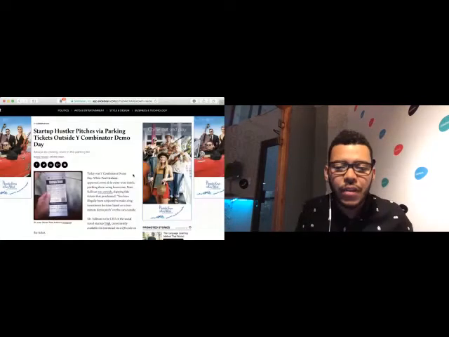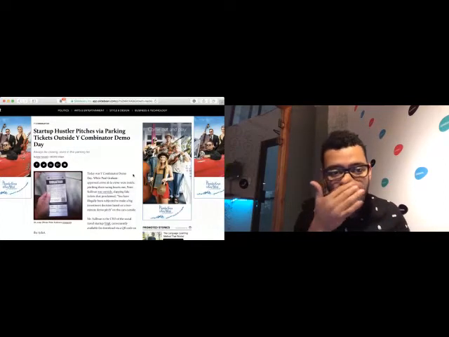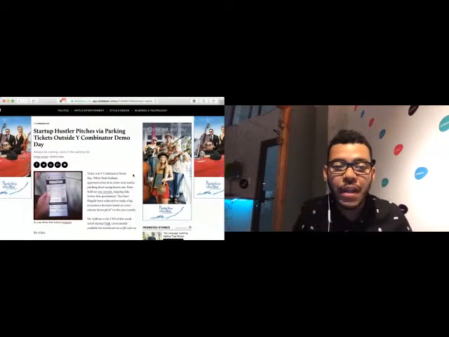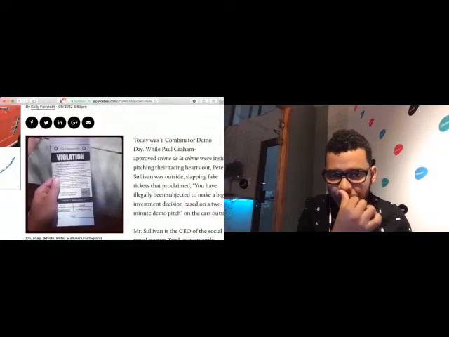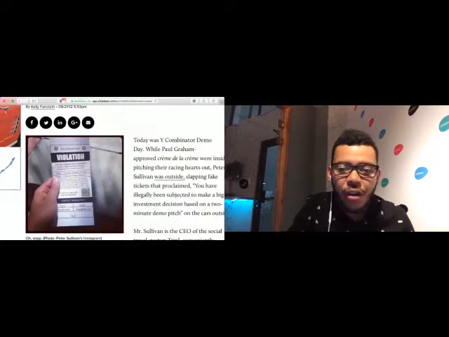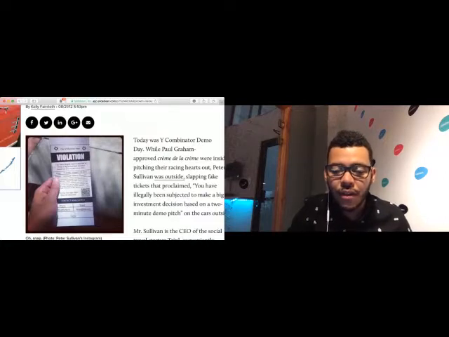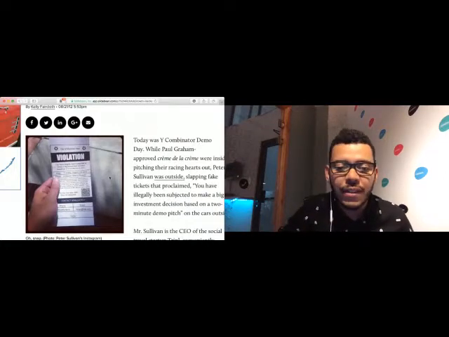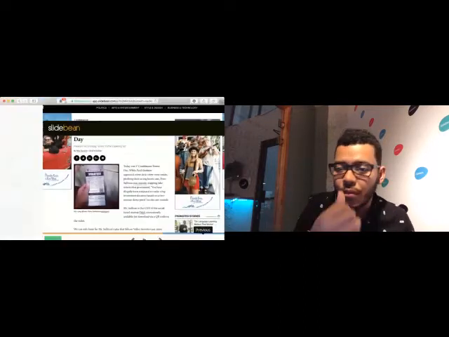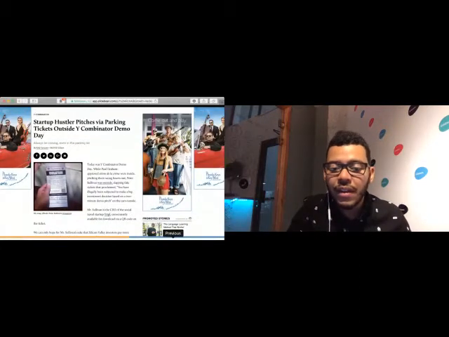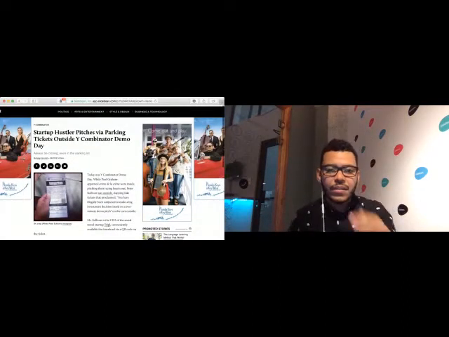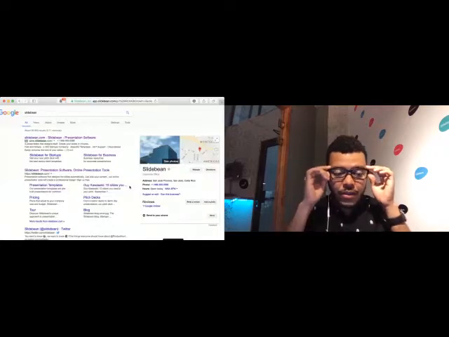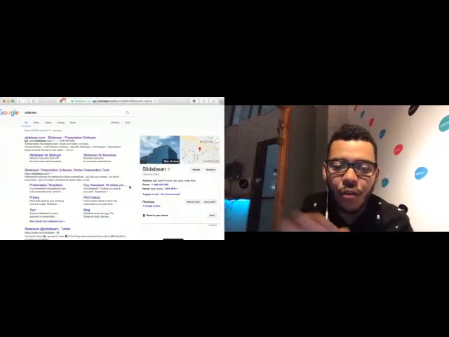This is another example, not ours, but a good friend of mine, Pete. He went to Y Combinator demo day, and then he left parking tickets like this one here. It says violation. Parking tickets like this on all the cars that attended the Y Combinator demo day. Who are they? Investors, obviously. But he got a huge amount of press about it, just being clever and making copies. It's extremely easy.